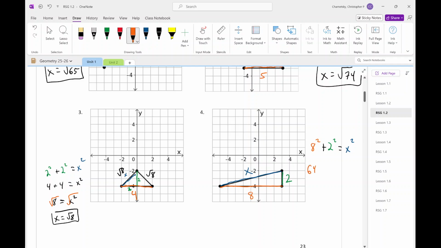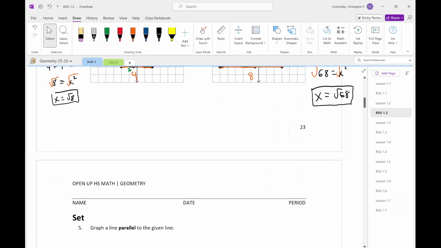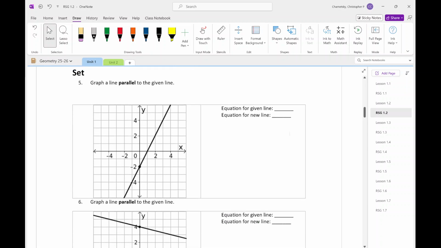8 squared is 64. 2 squared is 4 equals x squared. 64 plus 4, that is 68. Take the square root of both sides. And x equals the square root of 68. Okay. All right. Moving on to the set.